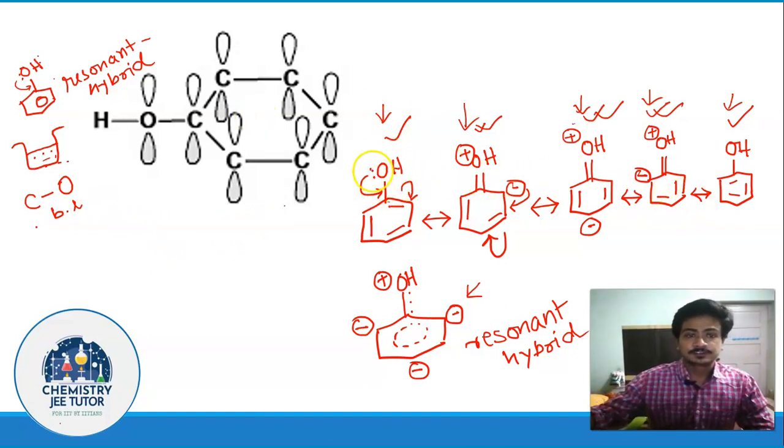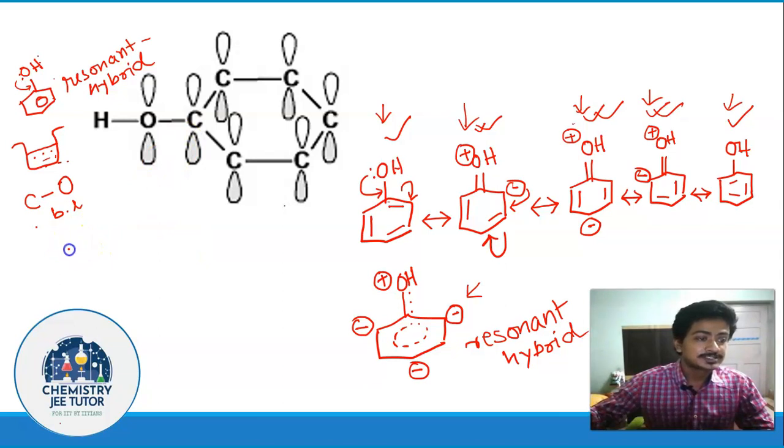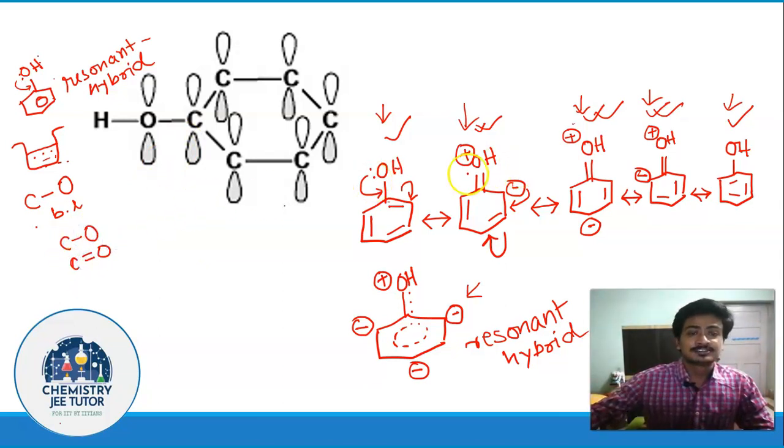Out of these 5 resonating structures, if you see, 2 of them have a C single bond O, whereas 3 of them have a C double bond O. So what do we expect? We expect a bond length in between a C single bond O and a C double bond O, because both the C single bond O and C double bond O are present in the structures out of this. So we do expect a bond length in between a C single bond O and a C double bond O, and that's what we actually get.